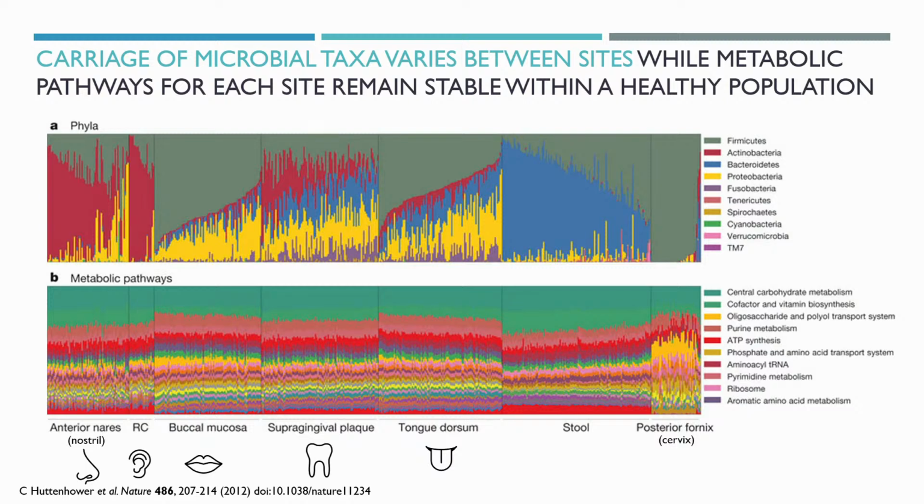So say ATP synthesis, it's really important. It's making energy. Although there are probably certain microbes that do better at ATP synthesis in the nostril, there are very different microbes that can have the same metabolic function in a different site. So although the carriage of microbial taxa varies between sites, the metabolic pathways remain stable in a healthy population. So the end goal is kind of the same.